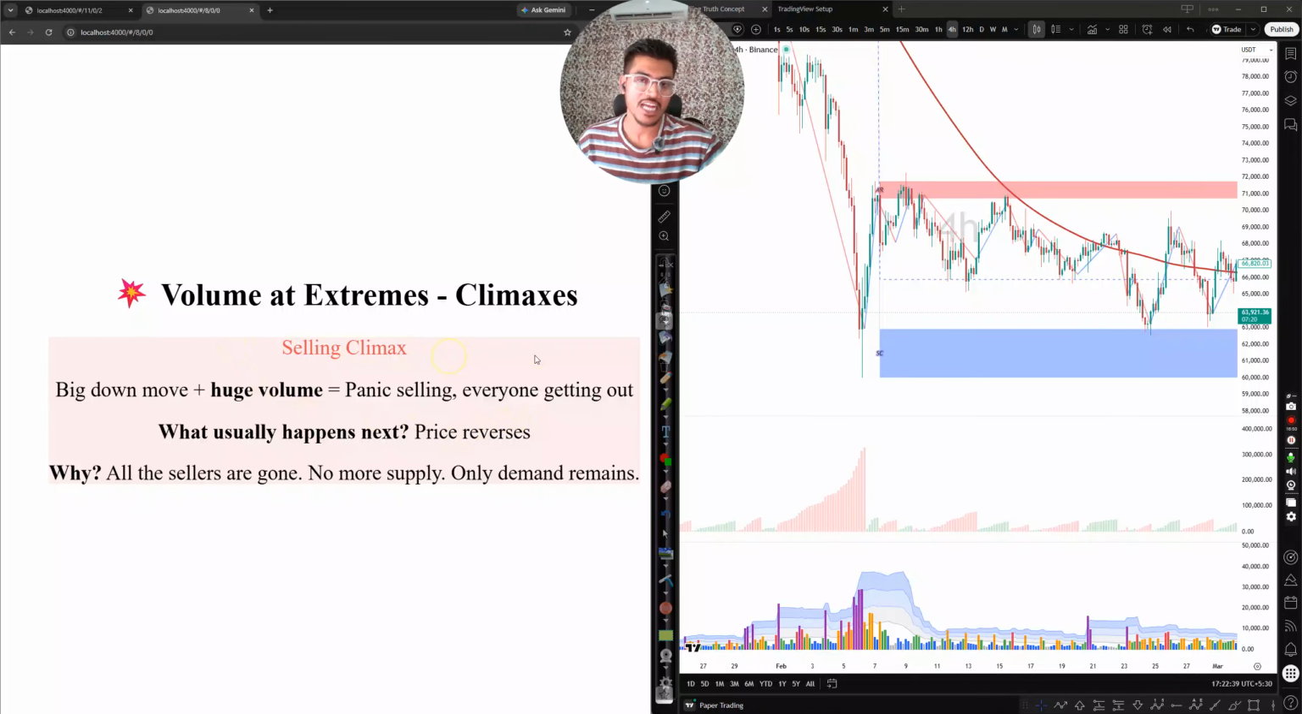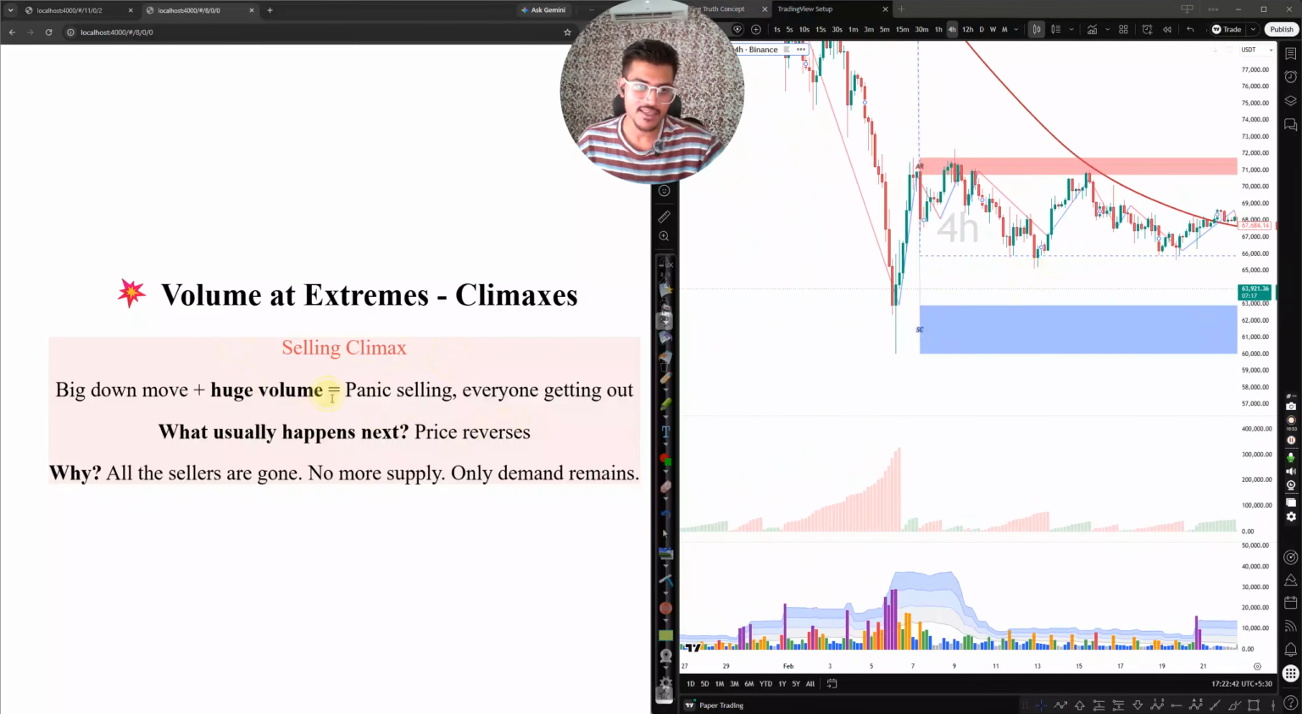So selling climax, what does this mean? Is it a big down move? Yes, it is. Huge volume? Yes, we can see that. Panic selling, everyone getting out. You can see there's a lot of volume, selling, and it's definitely panic selling. What usually happens next is that price reverses. You see this reversal, and that's what we call automatic rally. Why? Because all the sellers are gone and no more supply remains, only demand remains in the market, and that's why we see this boom upside.